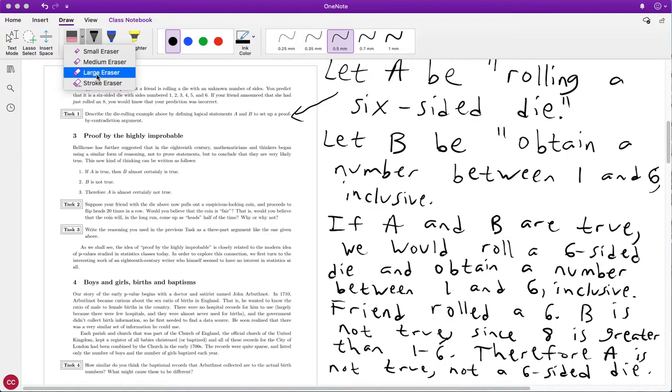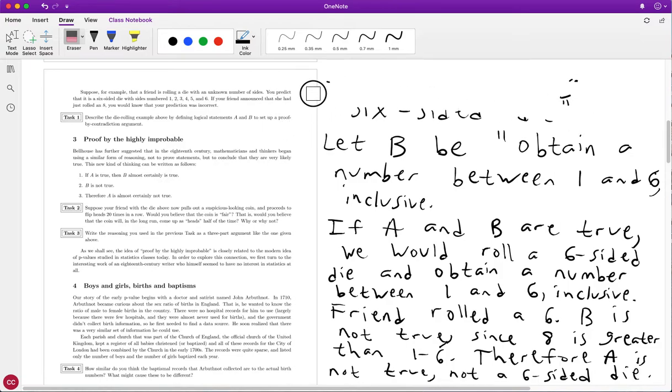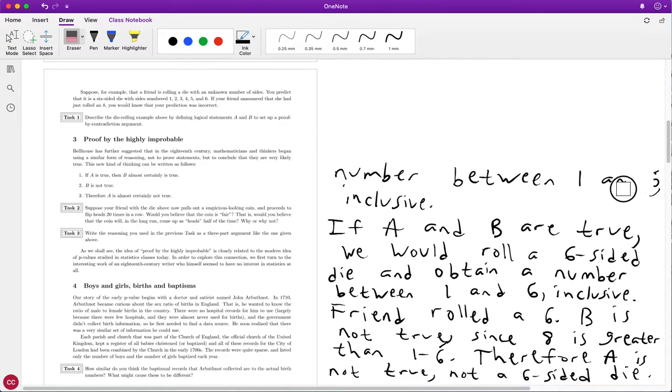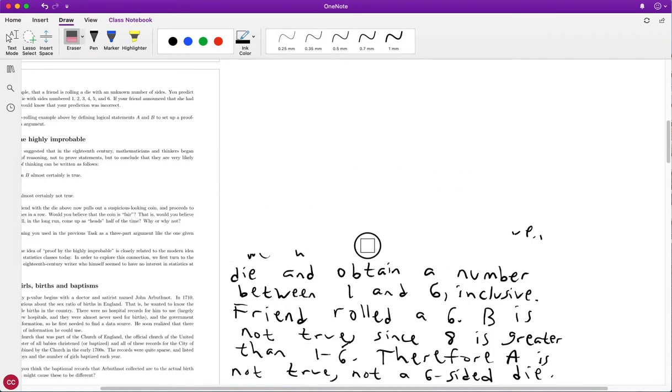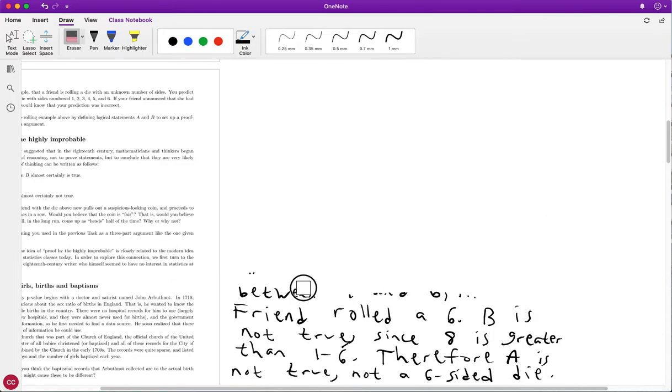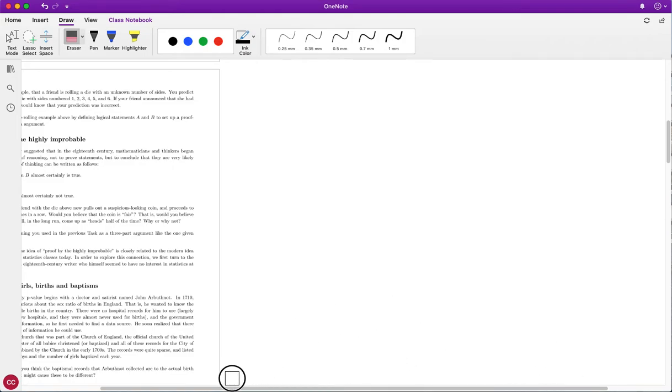So let me erase all of this, and then we can work through task number 2 on here. For something characterized as a large eraser, it's not really that large, but what can you do? Not much. Alrighty.